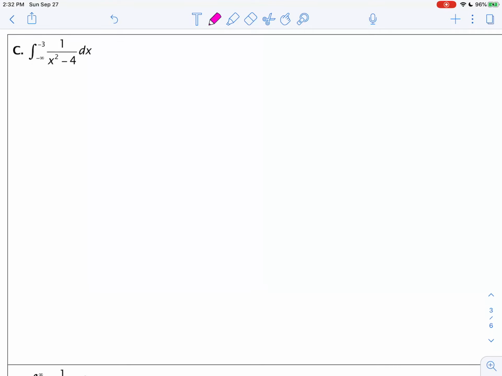I see a proper rational expression. I don't see a standard u substitution. I do not see 1 over x squared minus 4 inside my basic table of integrals. So I'm going to try integration by partial fractions.